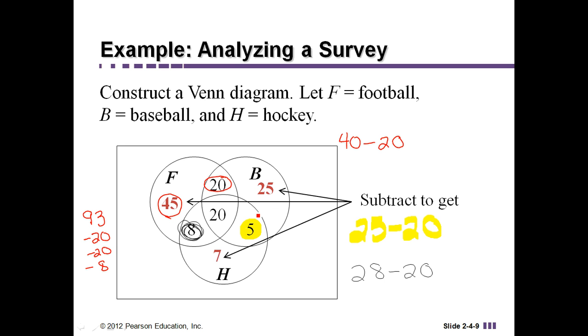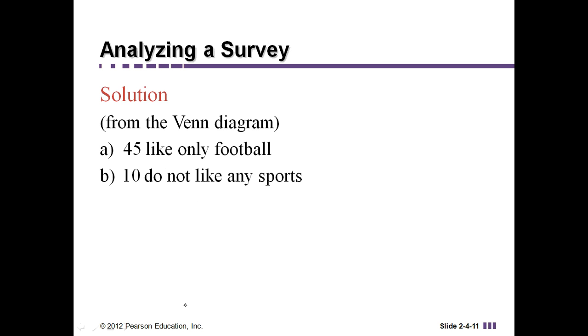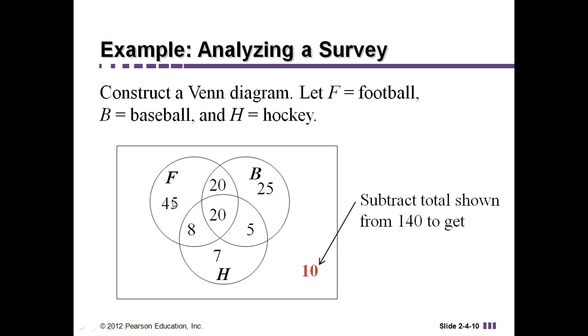Now if we look at all the numbers that we have here, we still don't have 140 people. So what we're going to do next is subtract all of those numbers from 140, and when we do that, we'll end up with the number of people that don't like any of these sports. Let me go back a screen. And so what we find out is that there are 10 people that don't like any of these 3 sports.